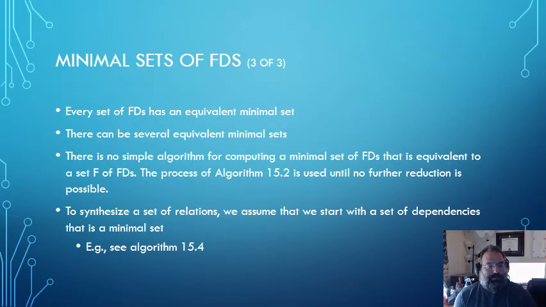Minimal set of FDs. Every set of FDs has an equivalent minimal set. There can be several equivalent minimal sets. There is no simple algorithm for computing a minimal set of FDs that is equivalent to a set F of FDs. The process of algorithm 15.2 is used until no further reduction is possible. To synthesize a set of relations, we assume that we start with a set of dependencies that is a minimal set.